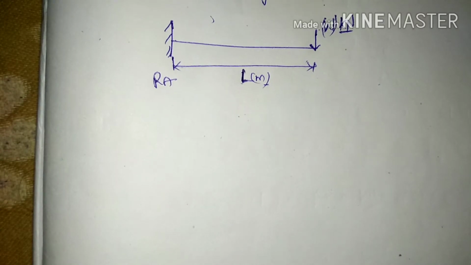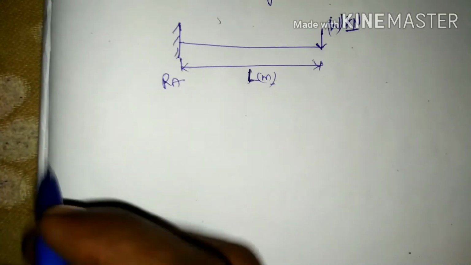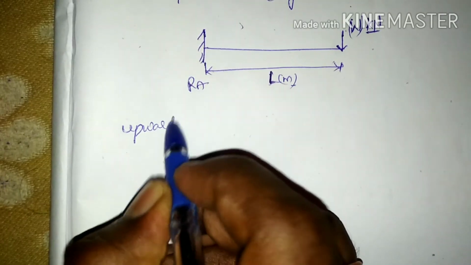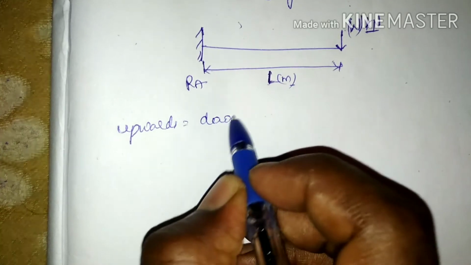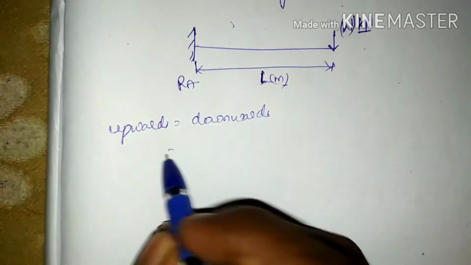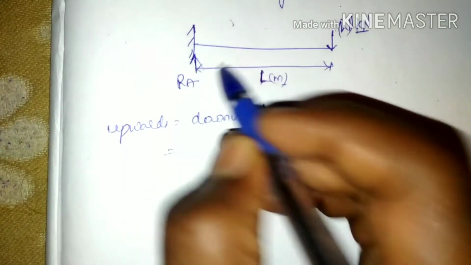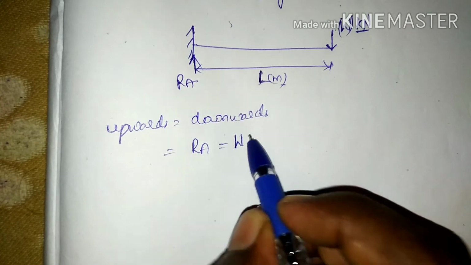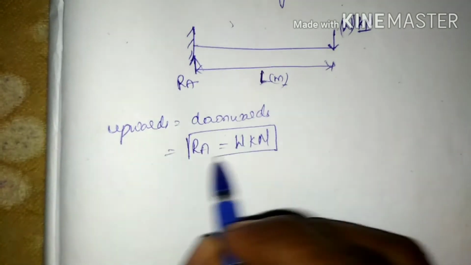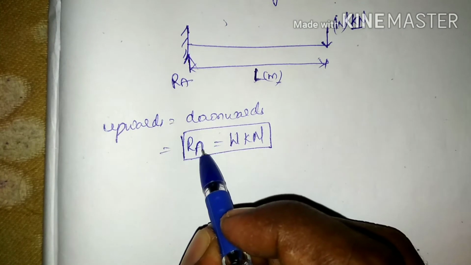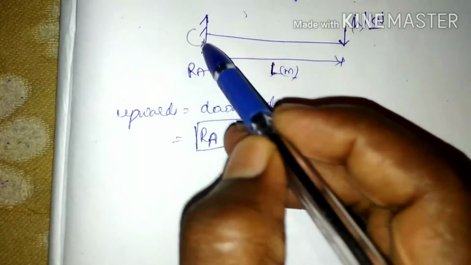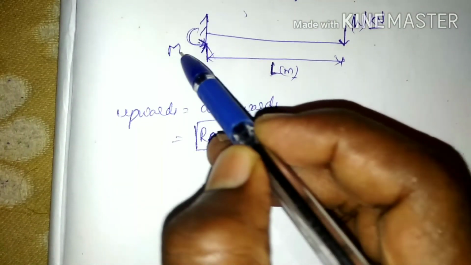In the last two videos, we completed how to find the reactions RA. Here is the same procedure. Upwards is equal to downwards. Here, upwards only one reaction, that is RA. RA is equal to downward one, which is only W kilonewtons. There is no RB. And next we are going to have a fixed moment, MA.